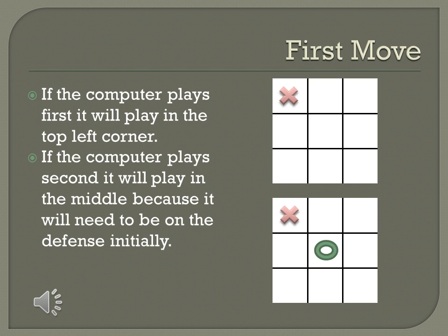If the computer plays second, then it will play in the middle because it needs to do this to start on the defense initially, which it will later use to block a fork by playing in the middle.